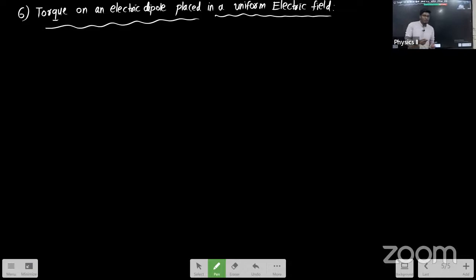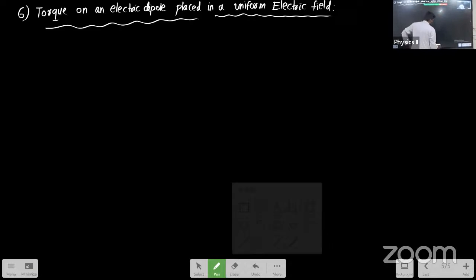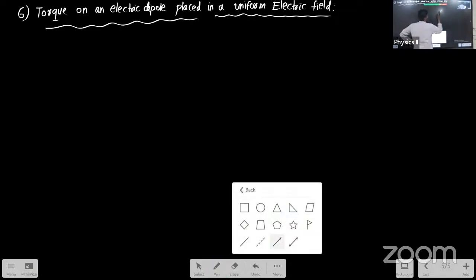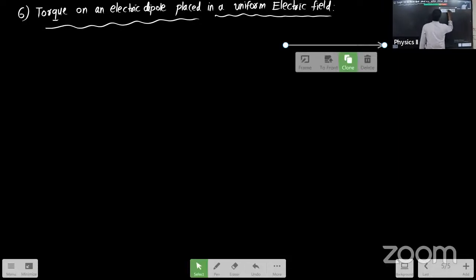So we know what an electric dipole is. Electric dipole means two equal and opposite charges separated by a small distance. Now we are going to place that electric dipole in a uniform electric field. What is the meaning of uniform electric field? Here the electric field lines will be parallel to each other. So let me consider a uniform electric field. Let me draw it here. This is our uniform electric field.